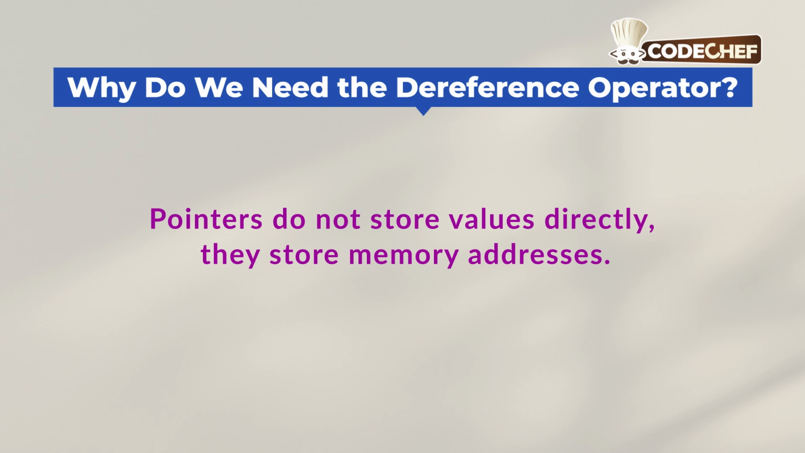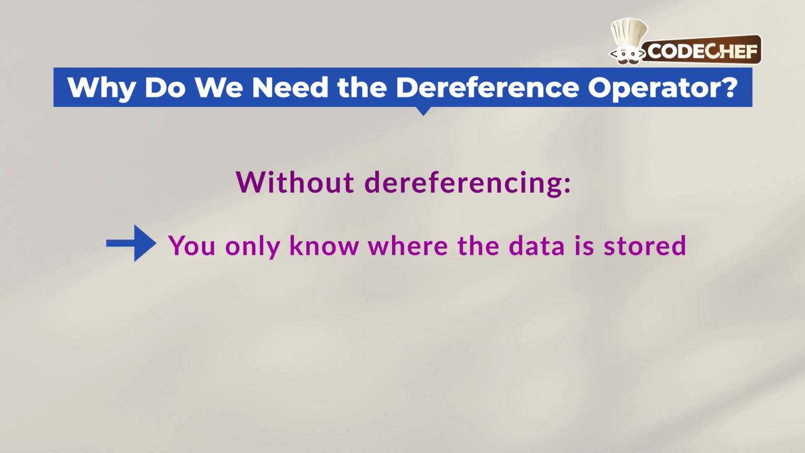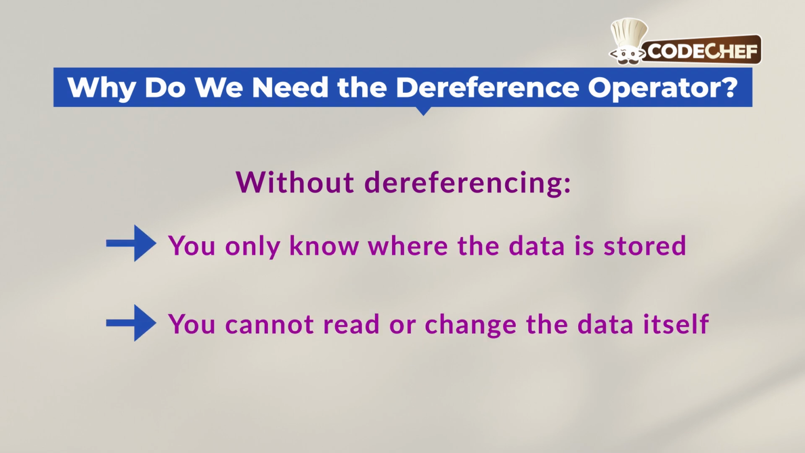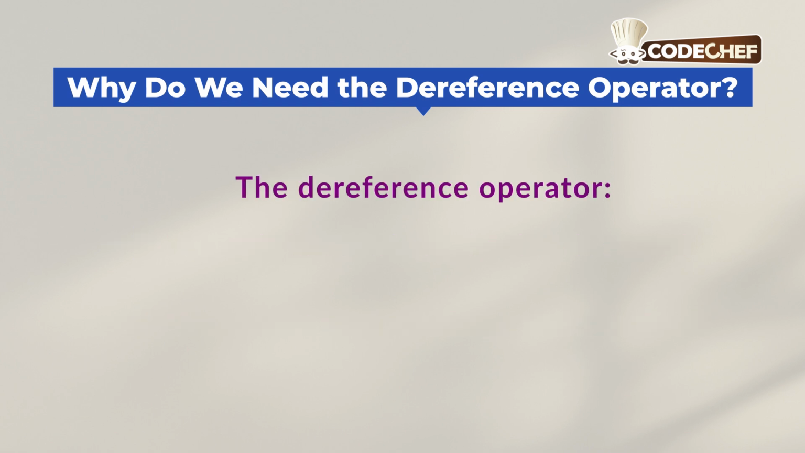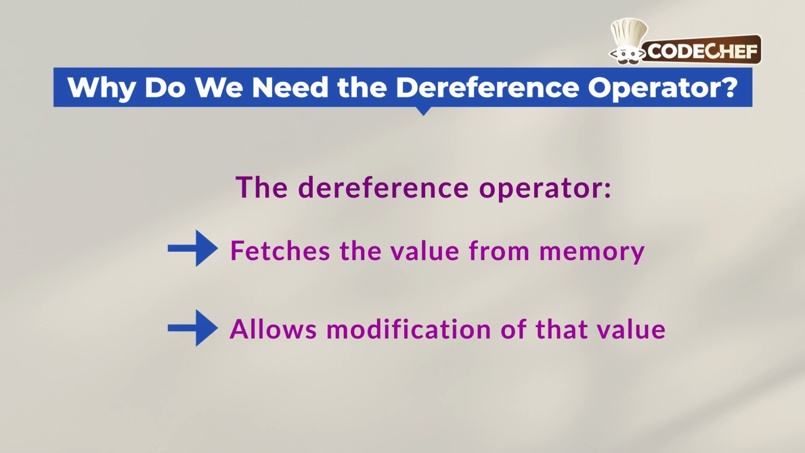Pointers do not store values directly. They store memory addresses. So, without dereferencing, you only know where the data is stored and you cannot read or change the data itself. But with the help of the dereference operator, we can fetch the value from memory and it also allows modification of that value. Now let us go to the CodeChef platform and see how to use the dereference operator in C++.